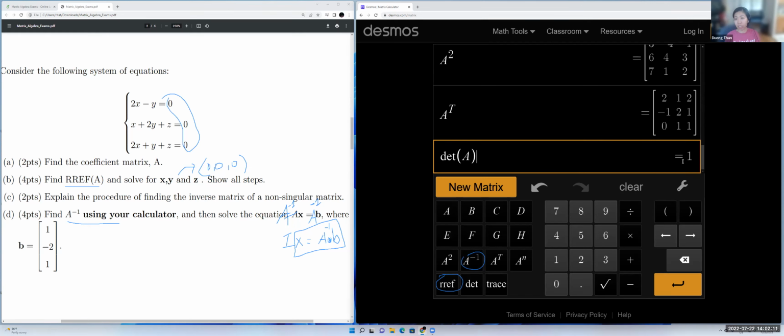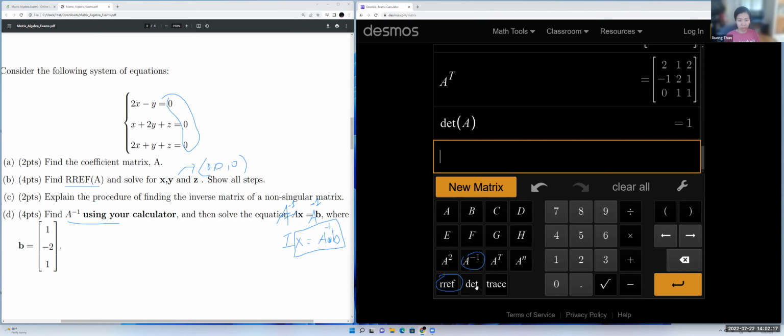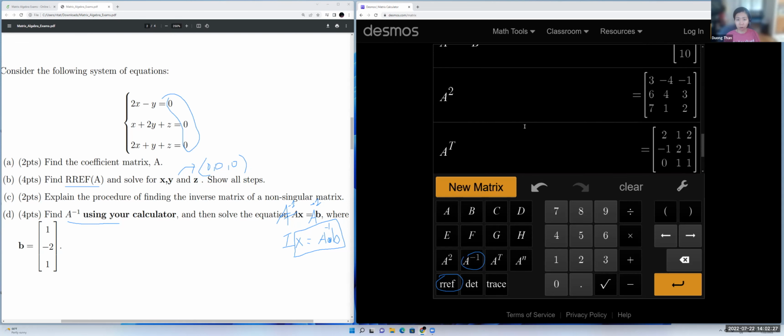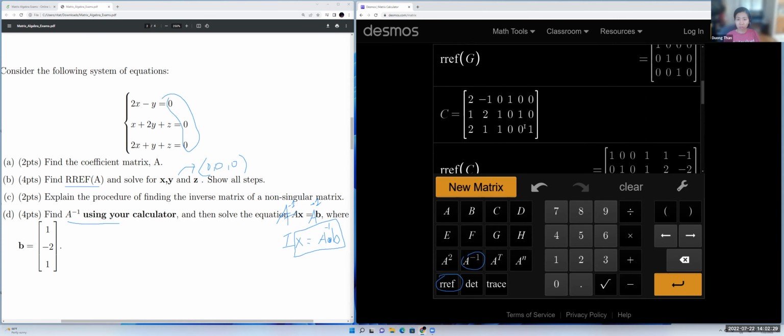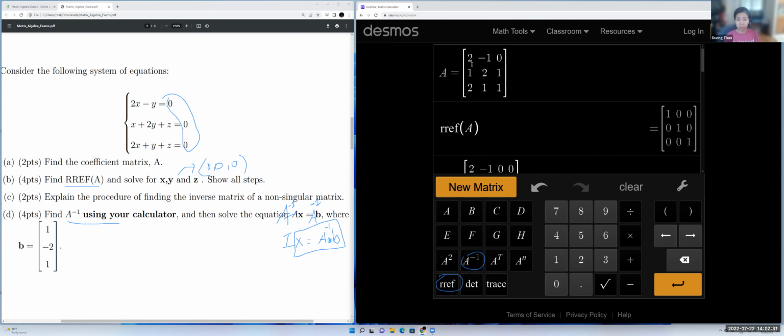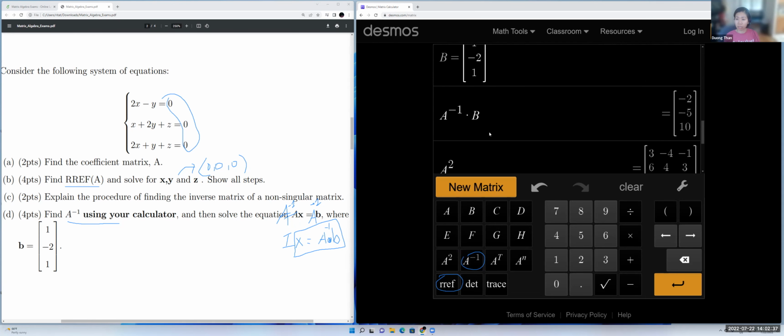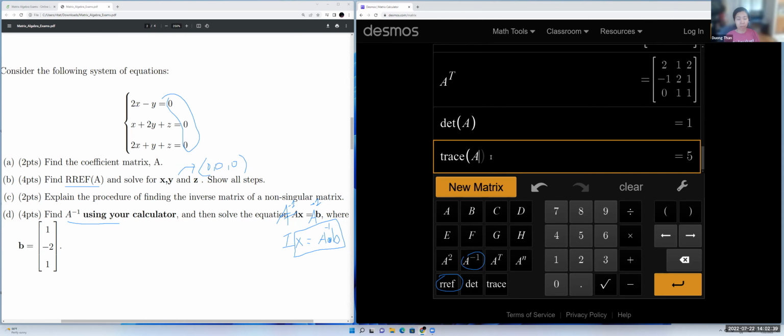And the determinant is 1, which is not 0, so that's why A is non-singular. You can find the trace of A, and by definition, the trace of A is the sum of all the diagonal entries of A. In this case, it's 5. The trace of A is 5, and you can scroll up to the matrix A here and see that the sum of the diagonal entries 2 plus 1 plus 2 is 5. So by definition, the trace of A is the sum of the diagonal entries of A.